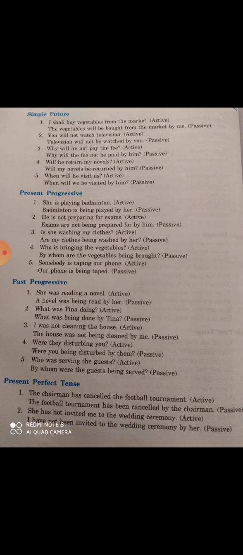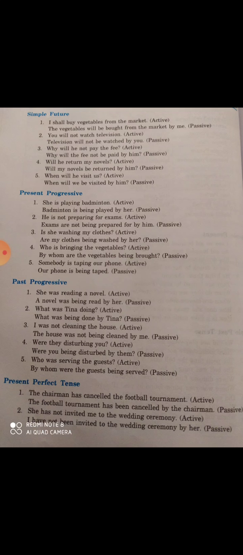Present progressive, that is the present continuous tense. She is playing badminton. Badminton is being played by her. He is not preparing the exams. The exams, in place of subject, are not being prepared by him. Is she washing my clothes? Are my clothes being washed by her?